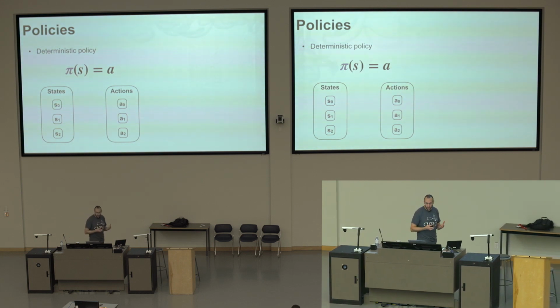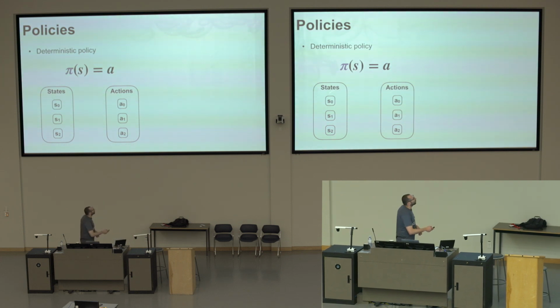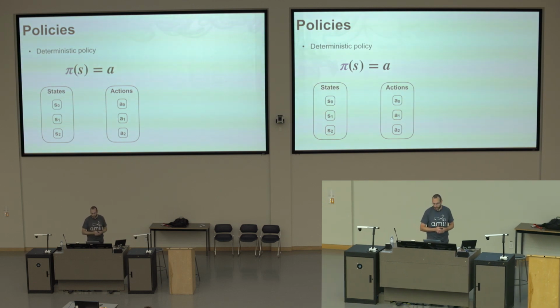So a policy just maps the state to a single action. This is a deterministic policy, and we denote it with pi of s is equal to a. It's literally saying, in this state, I'll take this action. That's all the policy is saying here. To be fancy people, we usually use Greek letters because it makes us feel smart.